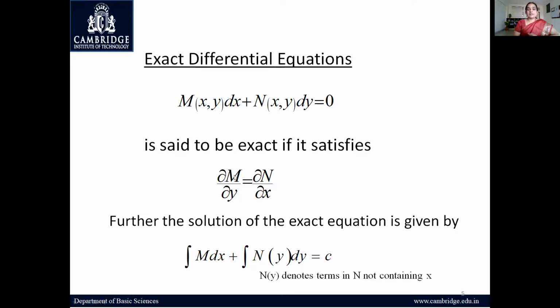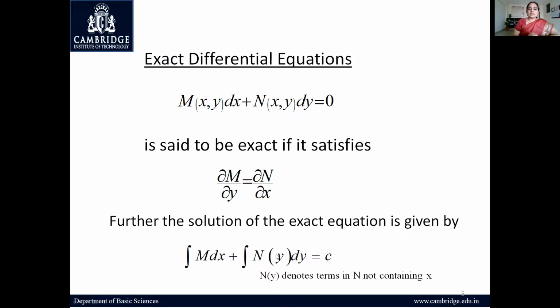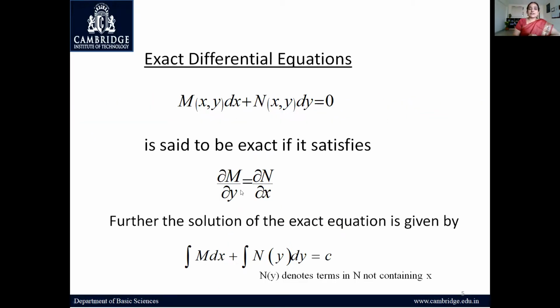This is very simple. It is M dx plus N dy equal to c, where we are going to integrate the first integral, treating y as constant. And here we consider the terms of N which do not contain x. These are the two conditions on M and N, so you should remember that. In the first integral, we consider y as constant. In the second integral, we take the terms of N not containing x. So this is the solution of an exact differential equation.